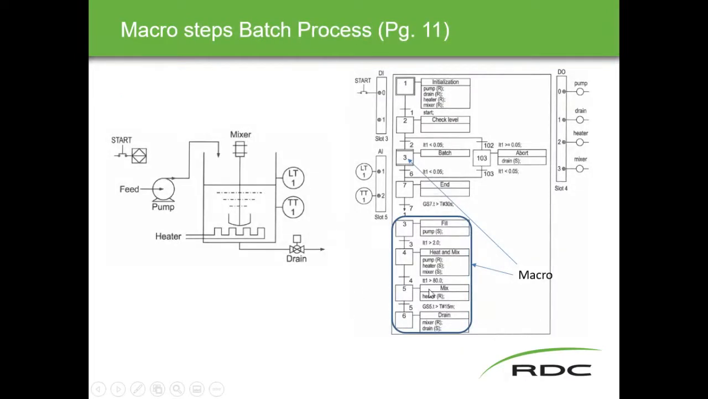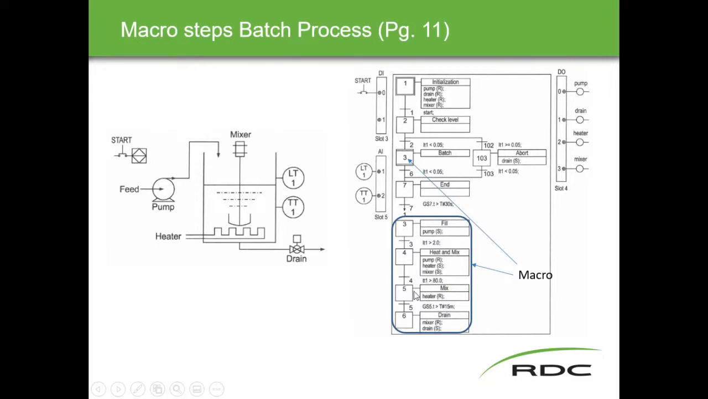Okay, so here's a macro step of a batch process. Here's the step called batch, and within that step, here's what's happening. I'm filling the tank, so the pump will start. Once the level gets to be greater than 2, the next step will come on, the pump will turn off, the heater will start, the mixer will start, and the timer will time. So it'll mix and heat for a little while until the temperature comes up to, I can't see this very well, but it looks like 80.